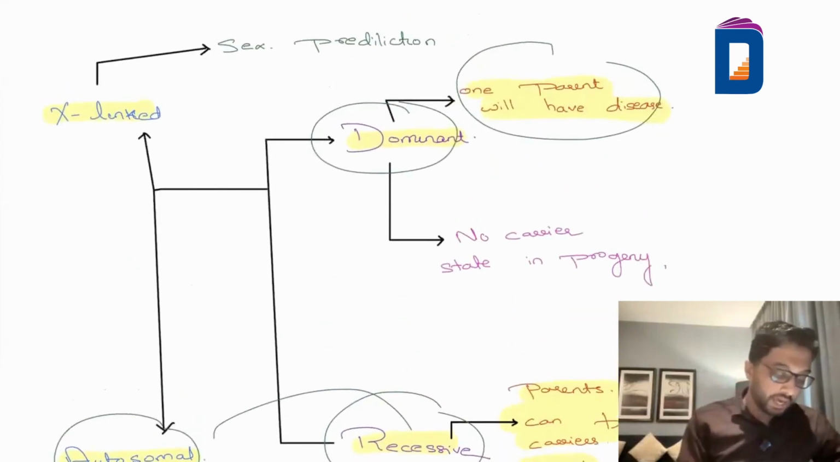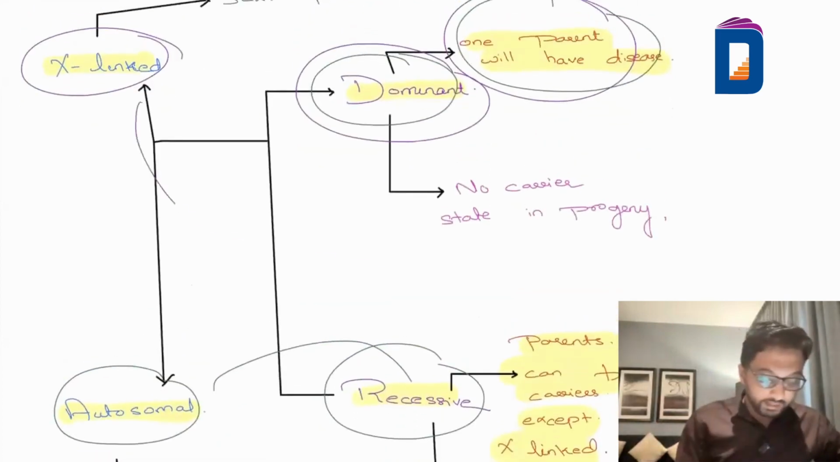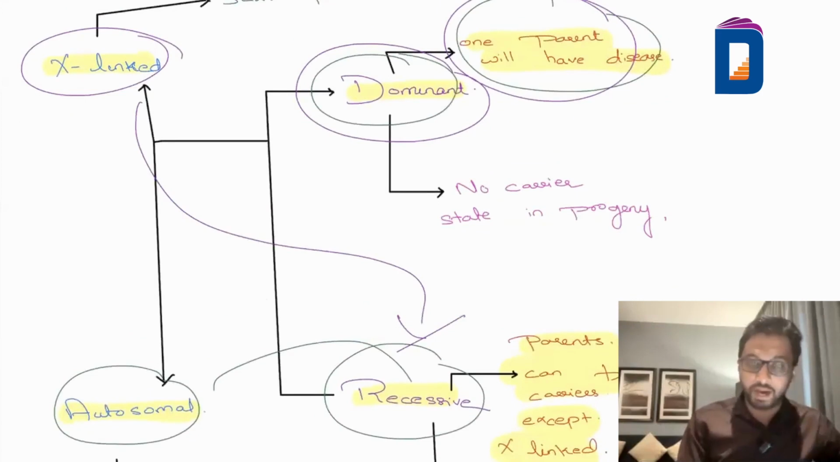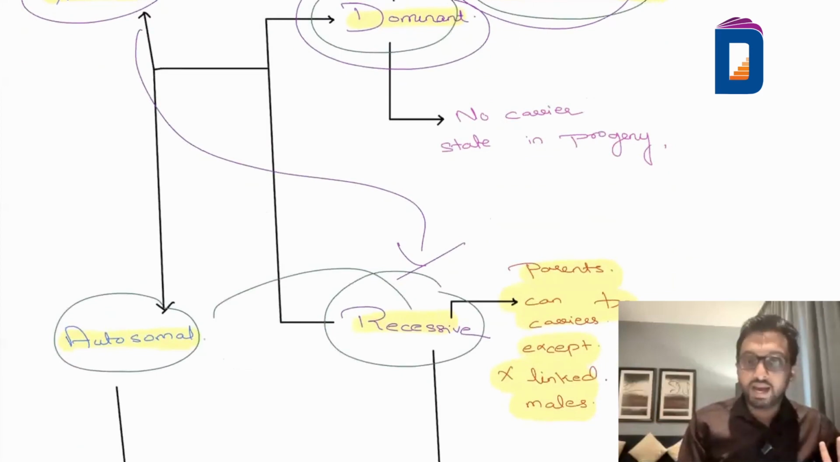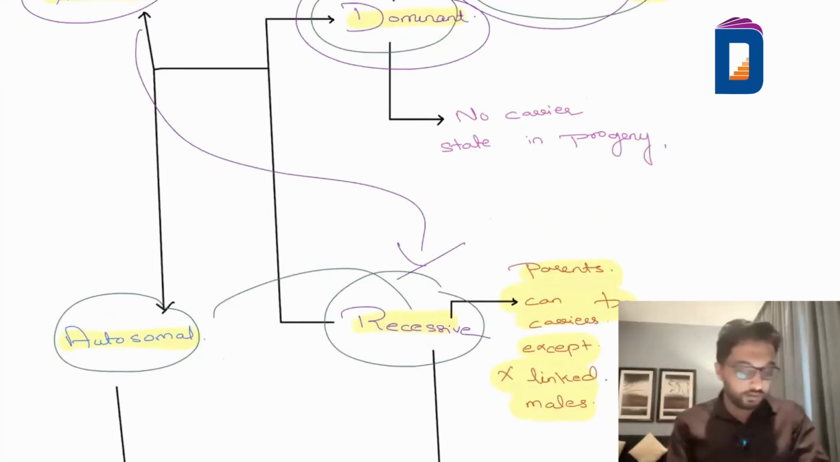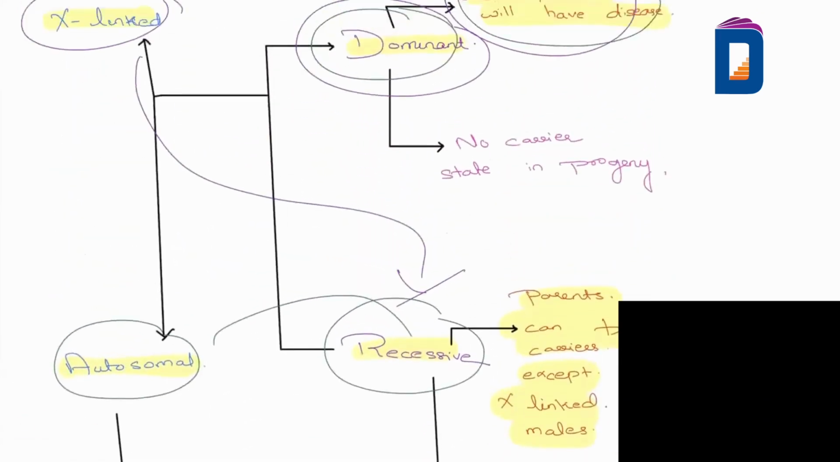Whereas if you come to X-linked dominant, again the parent will have the disease, no doubt. But in X-linked recessive, unlike autosomal recessive, one of the parents, that is the male, will have the disease. Females can be carriers. Got it this time, hopefully. All of you, just respond. Got it or not? Yes, sir. Okay, so that's the first thing.